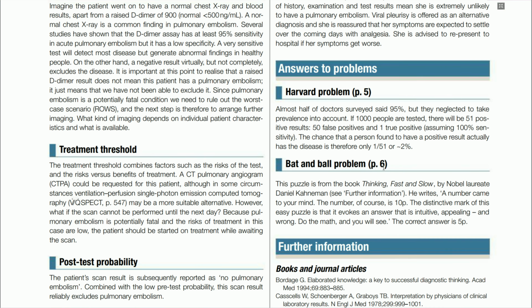Bat and ball problem, page number 6. This puzzle is from the book Thinking, Fast and Slow by Nobel laureate Daniel Kahneman. See further information. He writes, "A number came to your mind." The number, of course, is 10p. The distinctive mark of this easy puzzle is that it evokes an answer that is intuitive, appealing, and wrong. Do the math and you will see. The correct answer is 5p.